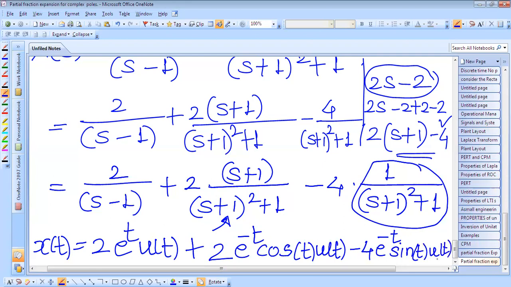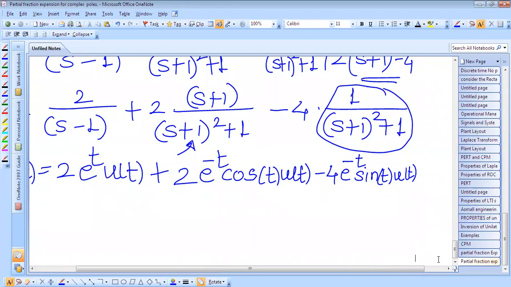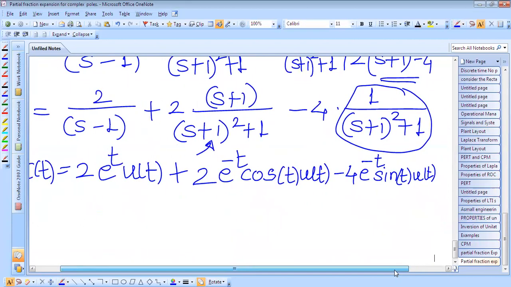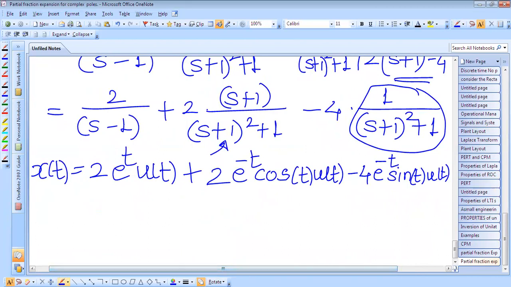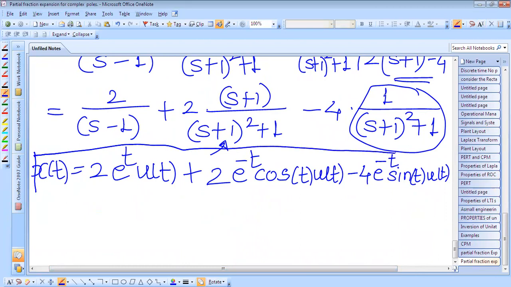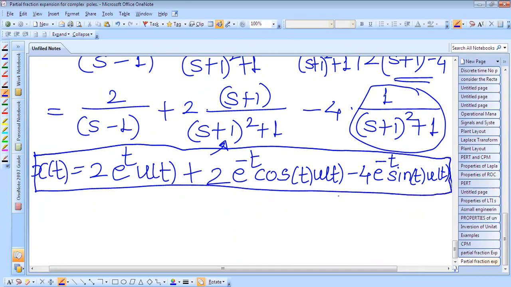So this is the inverse Laplace transform of the given function which contains complex poles. So in this way we have seen the theory of how to expand the given function into partial fractions which contain complex poles. Thank you very much.